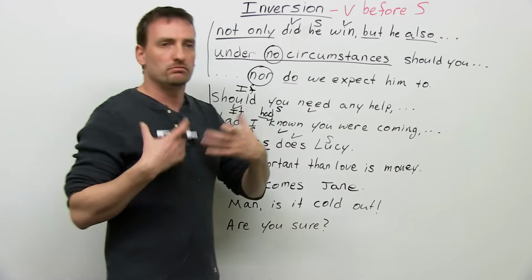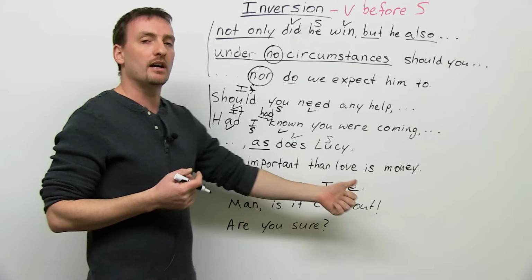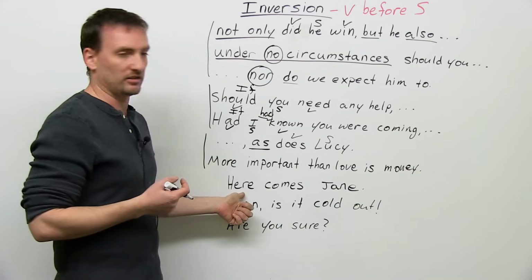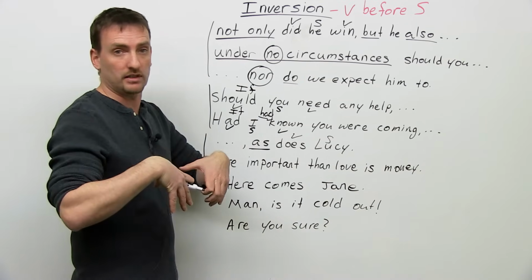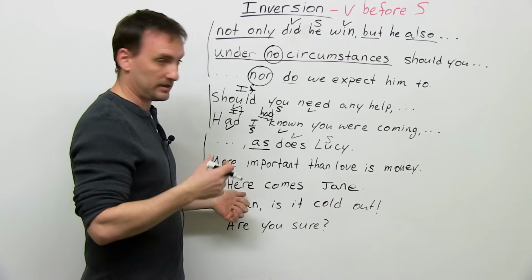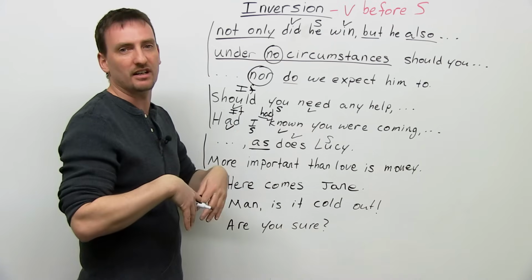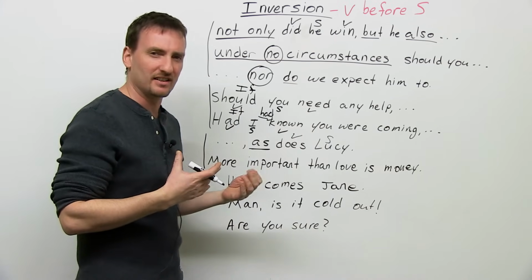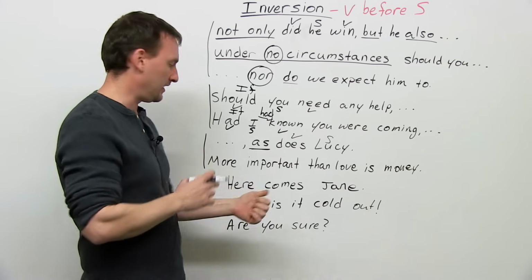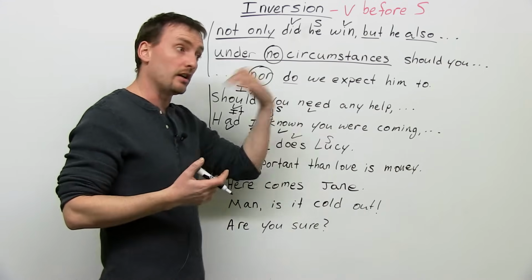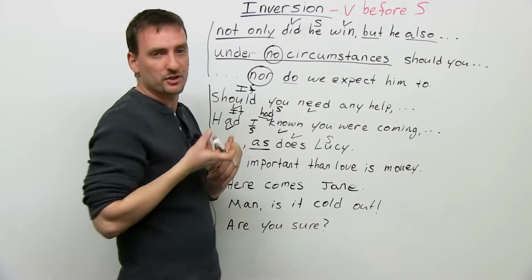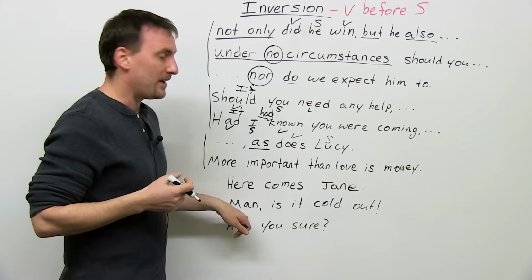Then we have a few expressions. Here comes Jane. Now here is not a subject. Here is here, right? It's an adverb in this situation. Jane comes here. Sounds a little strange, doesn't it? That's why we invert everything to make it a little bit more natural. Here comes Jane. Here comes Jane. Then we have some expressions.